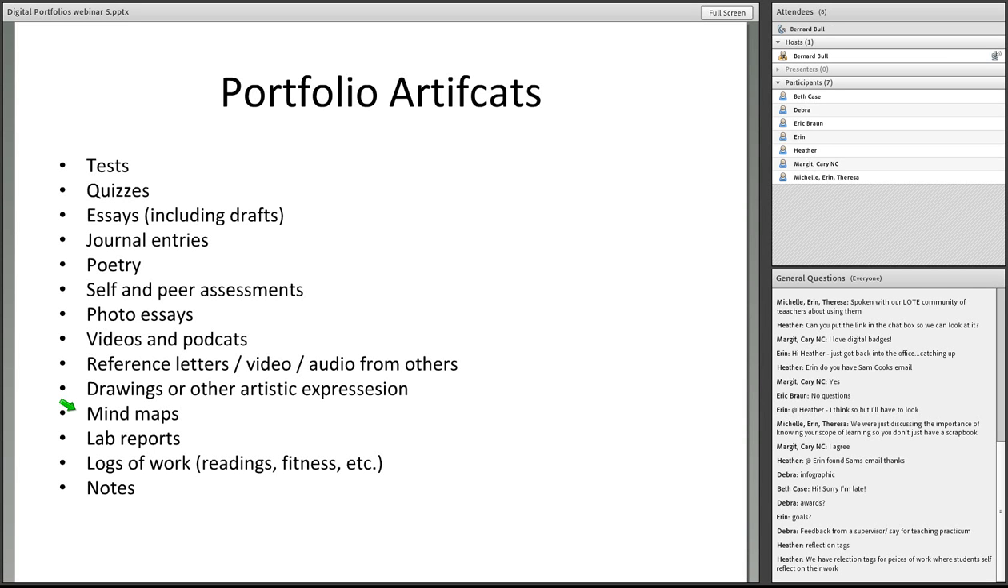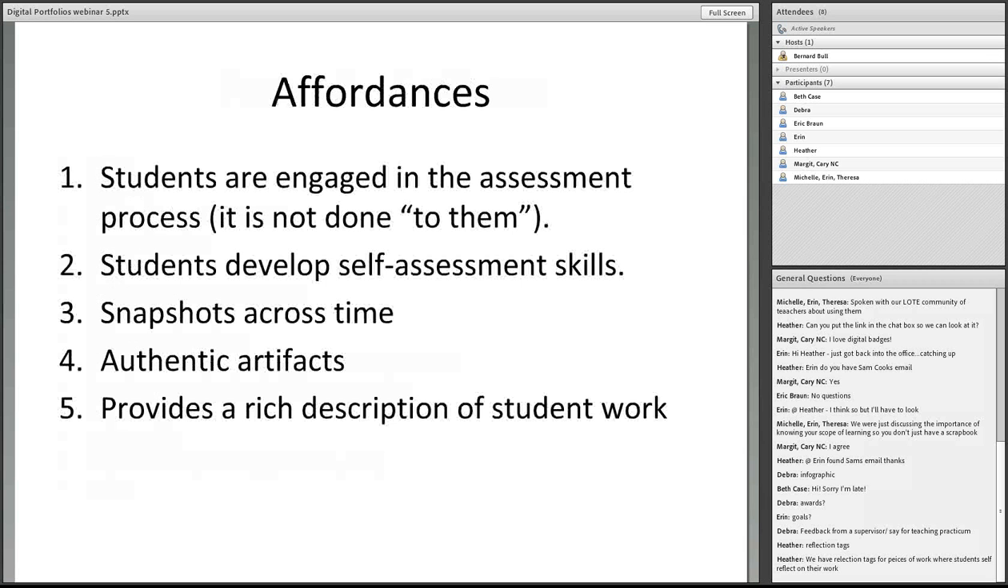So there are any number of artifacts that can be included. This is just a beginning, and the learners, as they engage in this activity, will often come up with different ideas. So when we think about this, here are some of the affordances or the benefits that I see of a portfolio process, and these are the affordances, the benefits that you'll see in the literature that are often talked about.